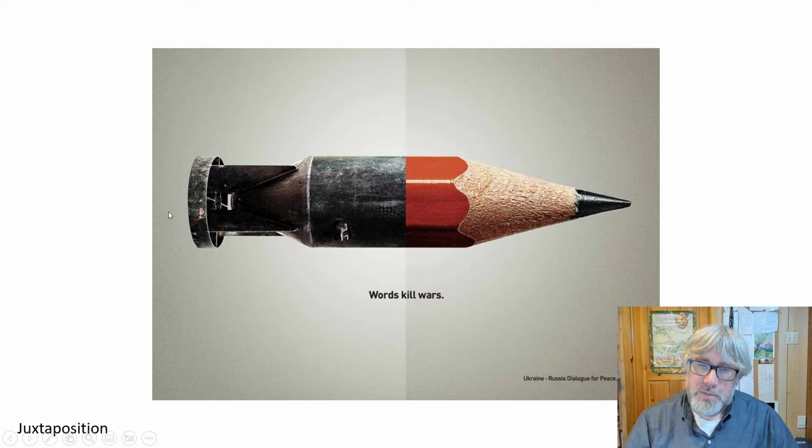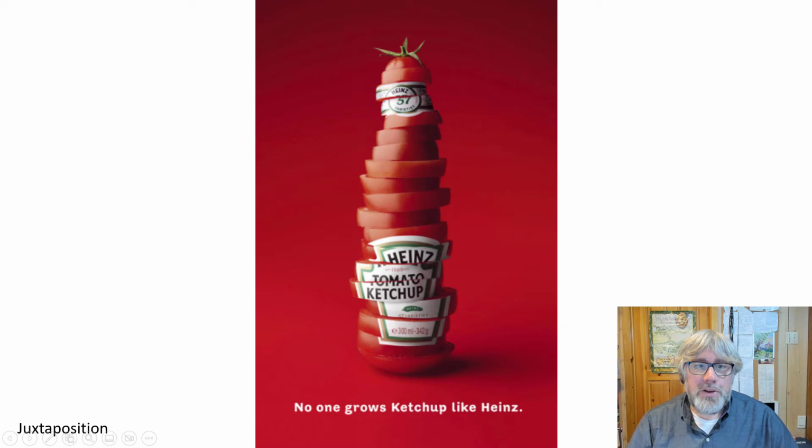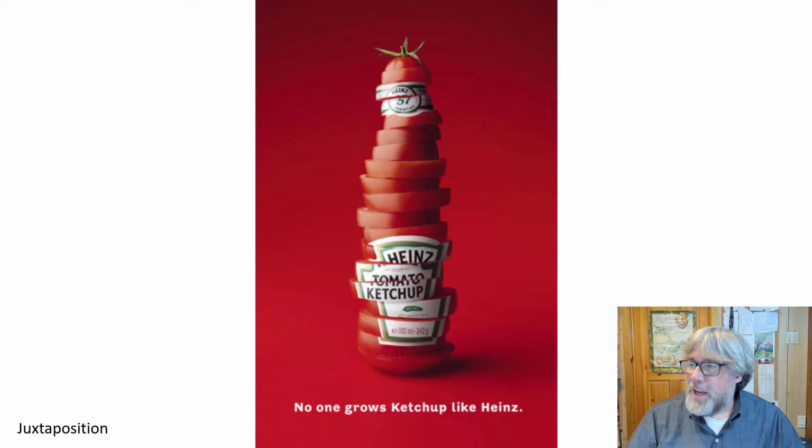Unfortunately, it didn't work. Here, Heinz Ketchup has a whole bunch of design ads, by the way, that you could study just on their own. No one grows ketchup like Heinz, so they're basically trying to remind people that Heinz Ketchup is basically tomatoes and sugar. And so they want to show tomatoes, and so here they've cut up a Heinz bottle like a tomato. It's a pretty great surprise.